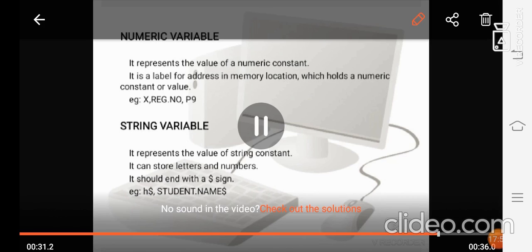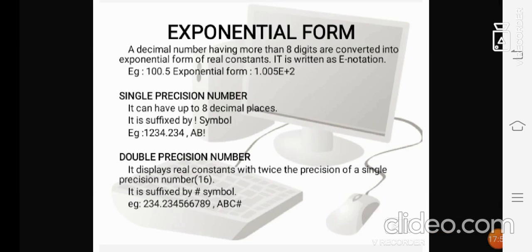Then we are moving to exponential form. This is the last topic we are going to discuss in this chapter. Under that we have two types. One is single position number and the second one is double position number. These are the subunits for this exponential form.